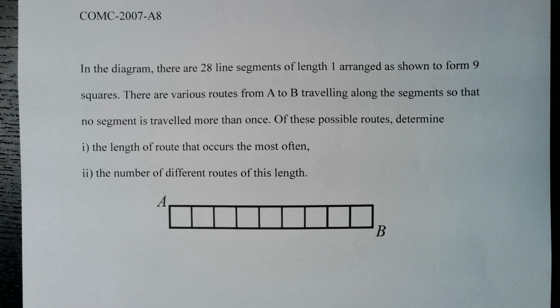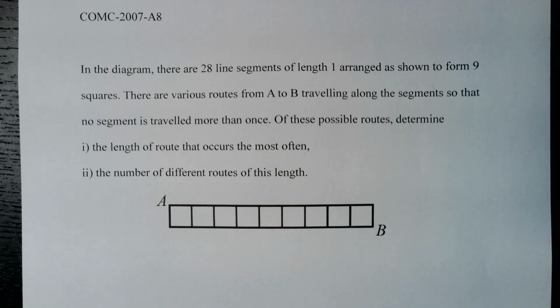In the diagram, there are 28 line segments of length 1 arranged as shown to form 9 squares. There are various routes from A to B traveling along the segments so that no segment is traveled more than once. Of these possible routes, determine: 1, the length of the route that occurs the most often, and 2, the number of different routes of this length.